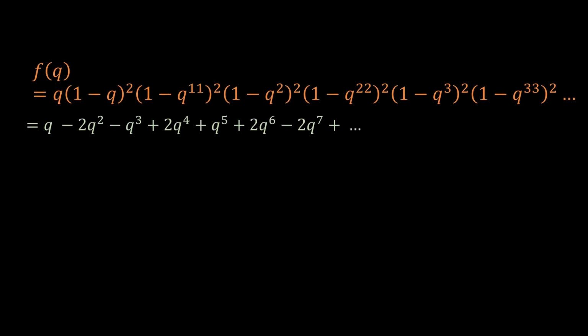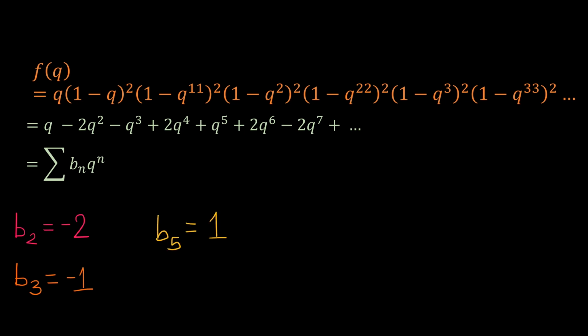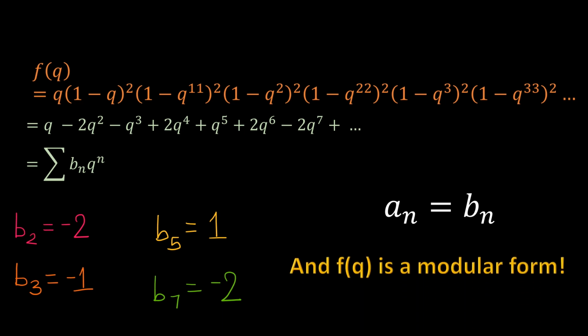Expressing this in terms of power series, we get this expression, which we can also write as the summation of bn q to the n. A few values of bn are given as follows: b2 is equal to minus 2, b3 is equal to minus 1, b5 is equal to 1, and b7 is equal to minus 2. And it is rather surprising that an is equal to bn. Also, f of q is a modular form.